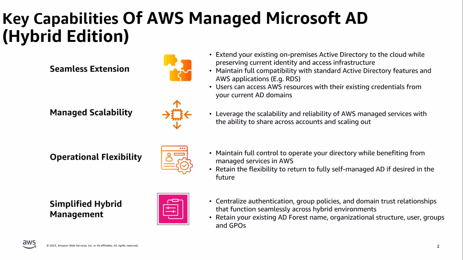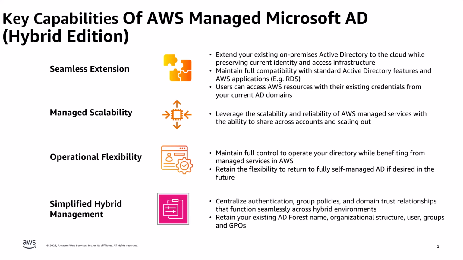Hybrid Edition also gives you the managed scalability and reliability of AWS Cloud infrastructure, where you can scale across accounts as needed. This also gives you the operational flexibility of returning back to a fully self-managed Active Directory if your requirements change in the future. Additionally, it simplifies hybrid and multi-cloud deployment management by centralizing authentication, group policies, and domain trust relationships across environments, while also retaining your existing Active Directory forest structure.